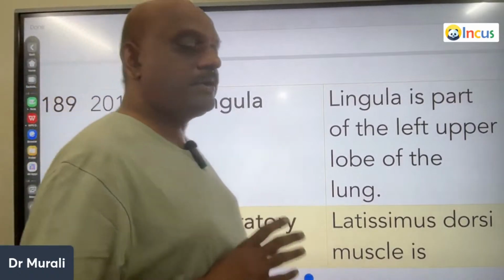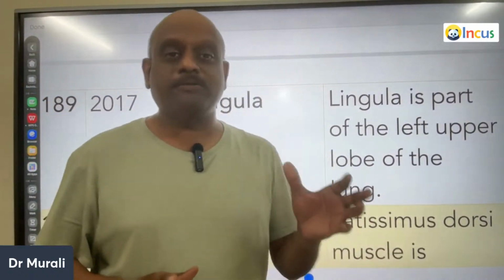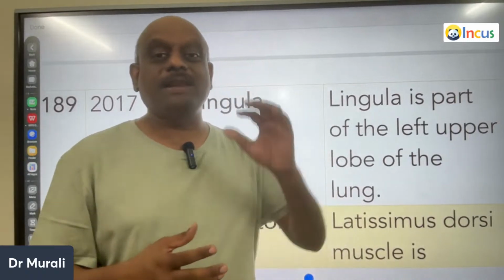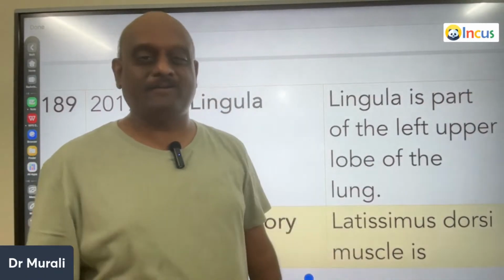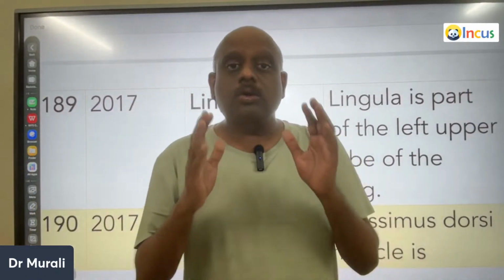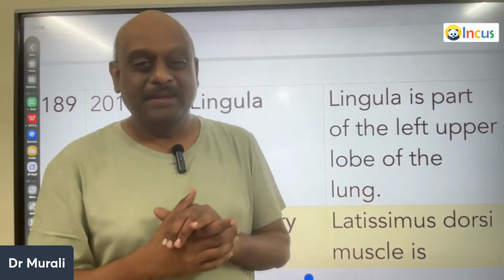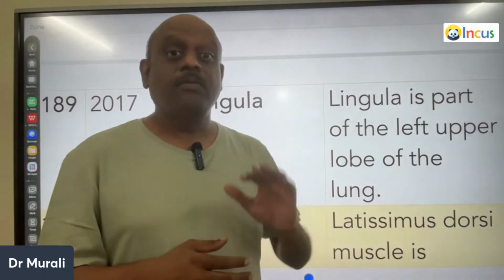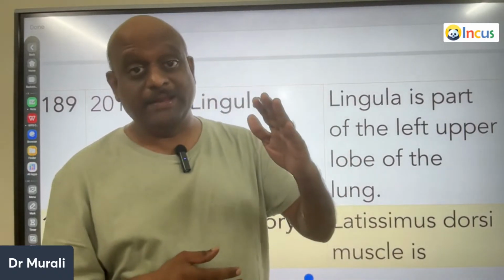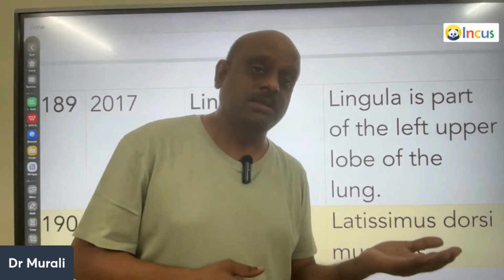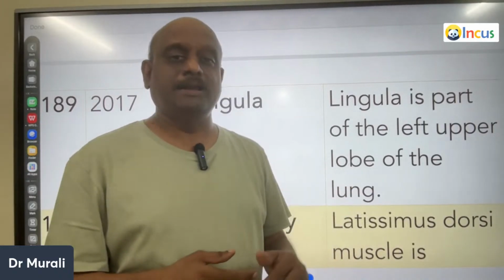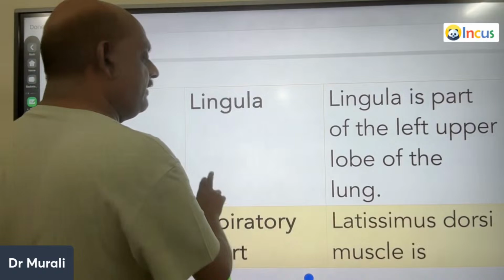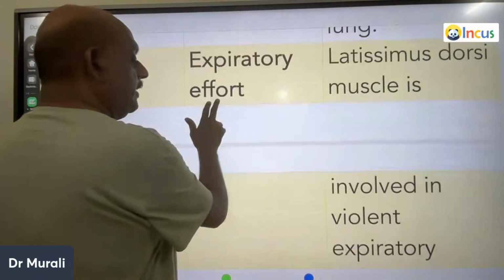Now, which lobe of the lung is having a lingula? Lingula is the part of the left upper lobe of the lung. Once more, let me tell you, doctor, bronchopulmonary segments. Where does aspiration occur, into which segment, when you are lying down? Where will aspiration occur when you are sitting? Which bronchopulmonary segment typically has got lingula? All these things are the favorite questions of the examiner.